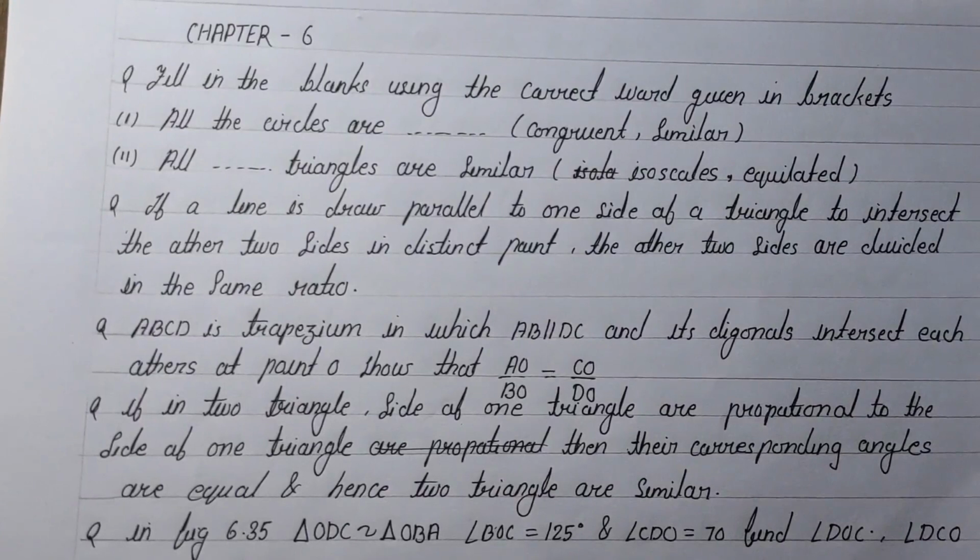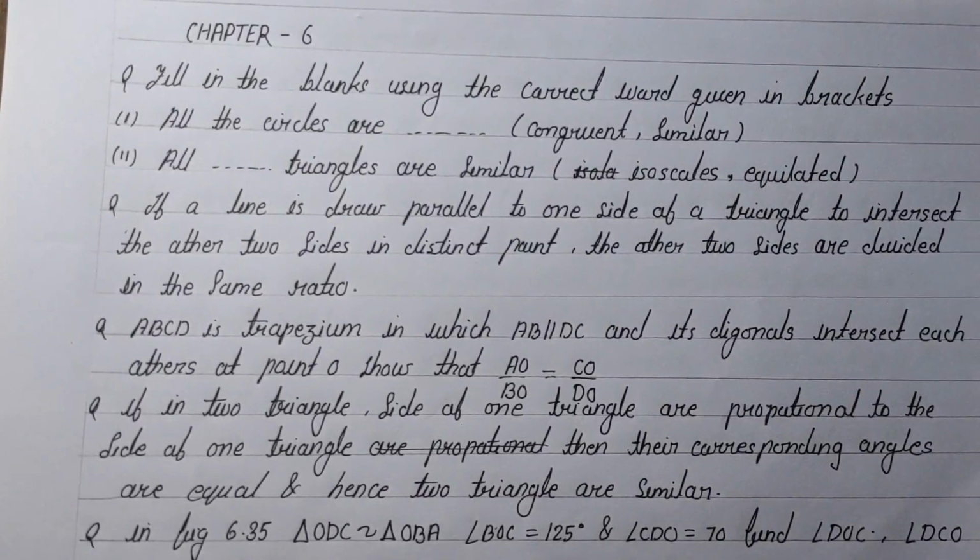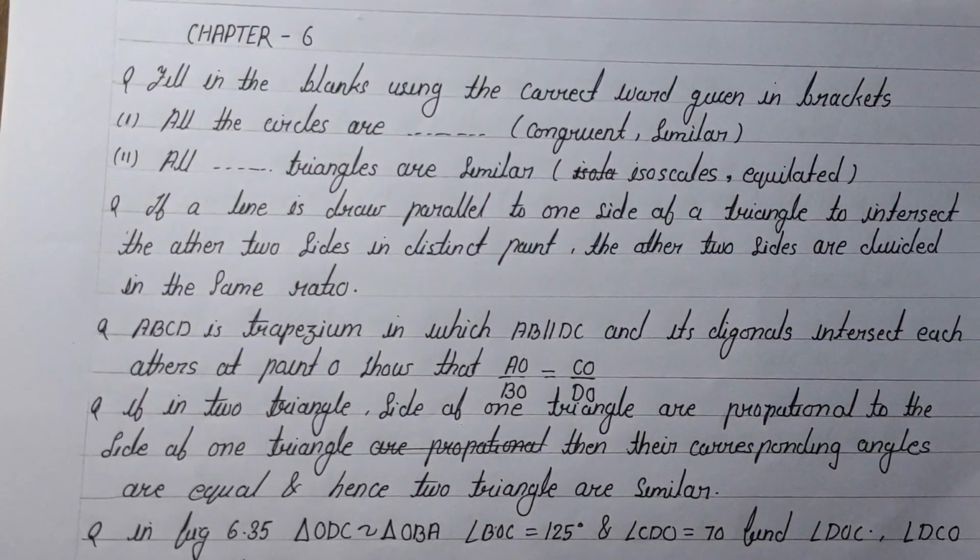Chapter 6, question first. Fill in the blanks using the correct word given in brackets. All the circles are congruent and similar. Next, all equilateral triangles are similar, isosceles and equivalent.